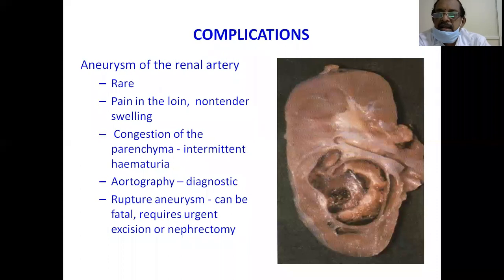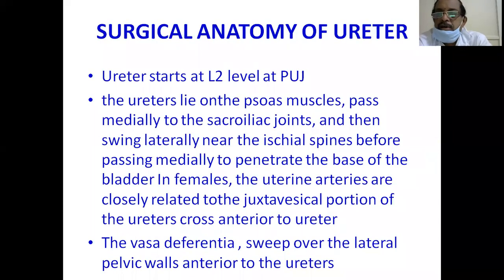And associated with that, there is the ureter. Ureteric injuries are also part of upper tract injuries. So we'll come to that now. Once again, you have to recapitulate your ureteric anatomy when you are trying to treat ureteric injuries. The ureter starts at the L2 level at the pelviureteric junction. They lie on the psoas muscles, pass medially to this, pass along the tips of the transverse processes, the sacroiliac joints, and then swing laterally towards the pelvis near the ischial spines. Then they turn medially to penetrate the base of the bladder and enter the urinary bladder.